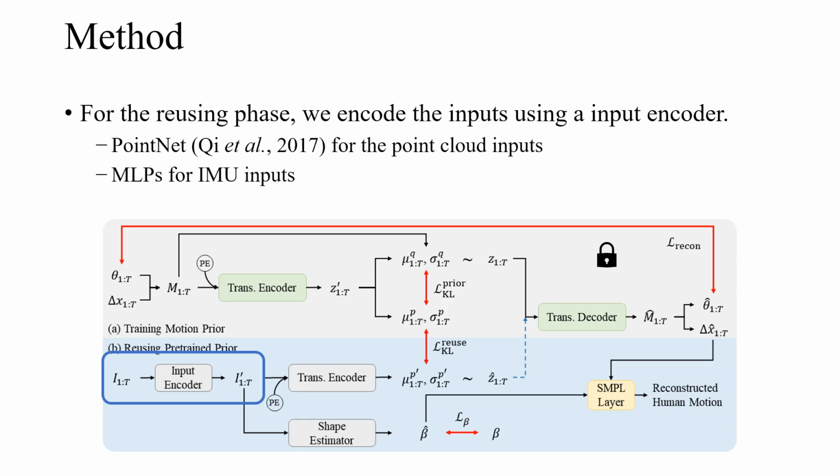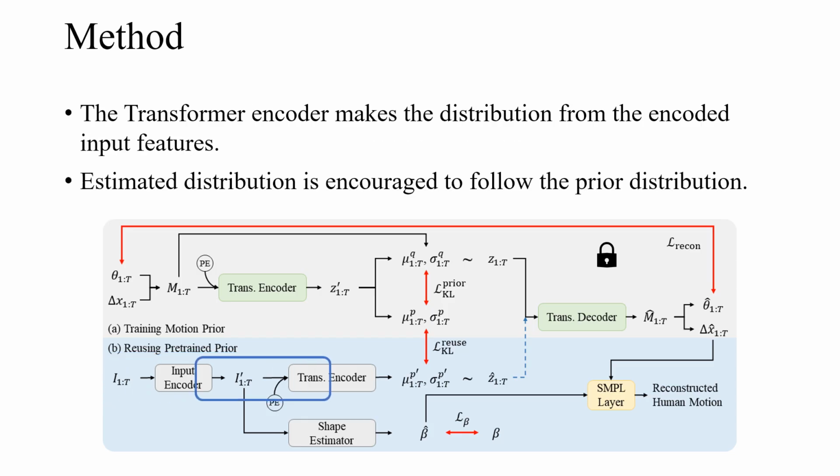For the point cloud inputs, such as depth point cloud or LiDAR scans, we use PointNet as an input encoder. And for the IMU sensor data, we use MLP as the input encoder. The transformer encoder then makes the distribution from the encoded input features, and the estimated distribution is encouraged to follow the pre-trained prior distribution.